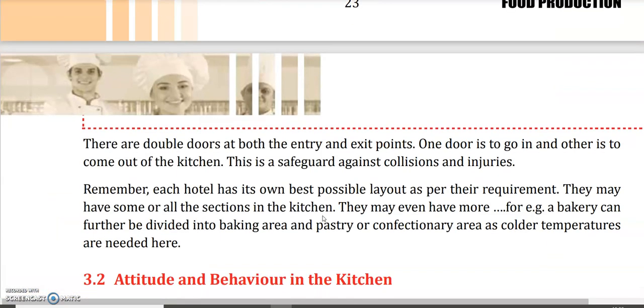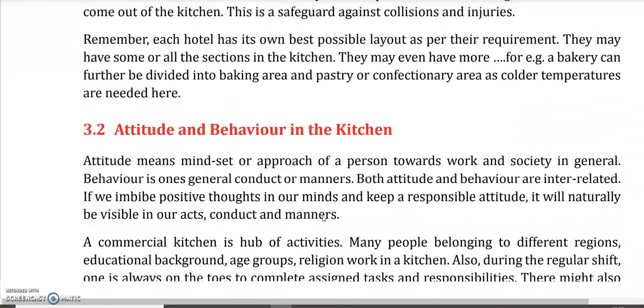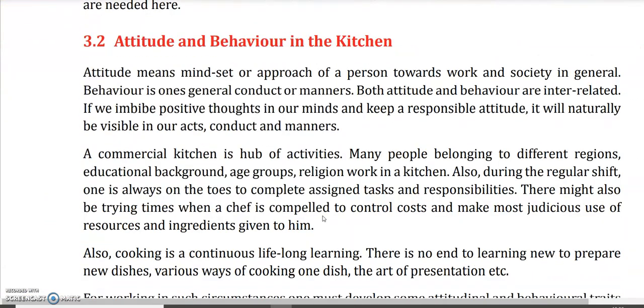Okay. Now let's look at the attitude and behavior in the kitchen. How are we supposed to behave in the kitchen? The first thing is attitude. Attitude means mindset or approach of a person towards work and society in general. It means the way we talk to somebody, the way we behave with one person or where we work or with everybody, that is our society in general.